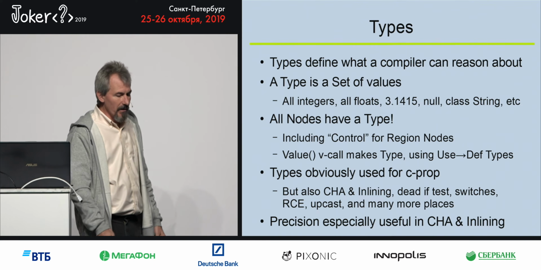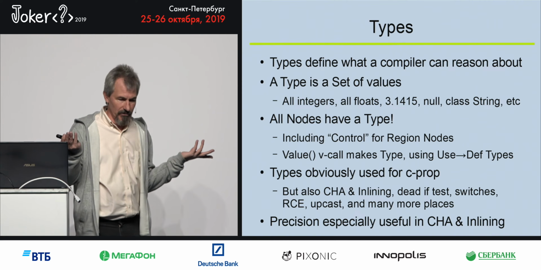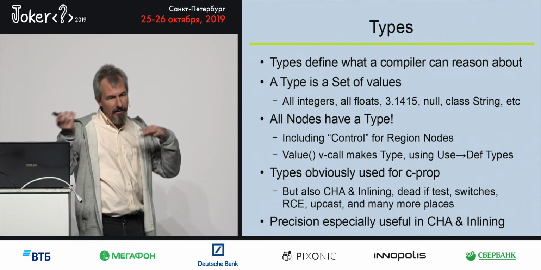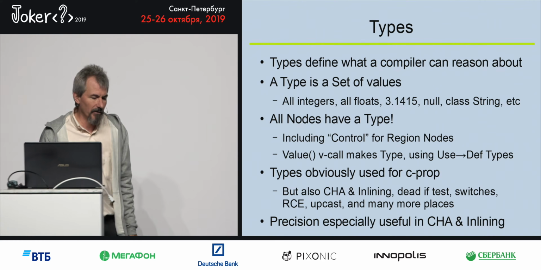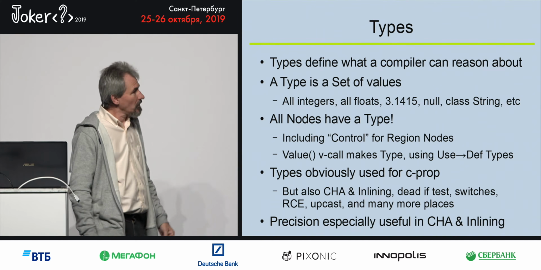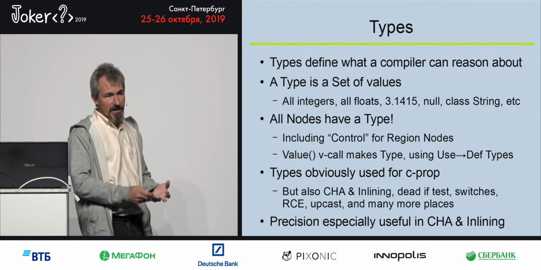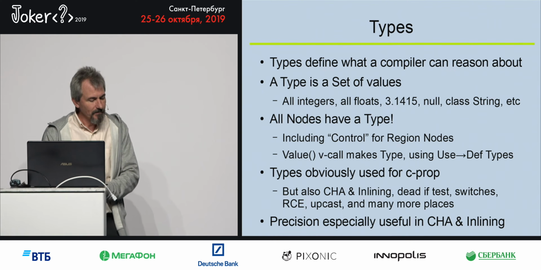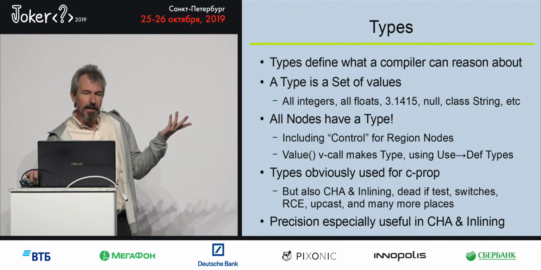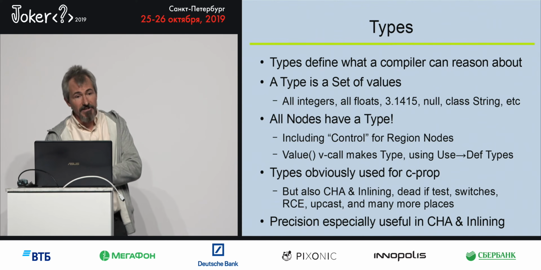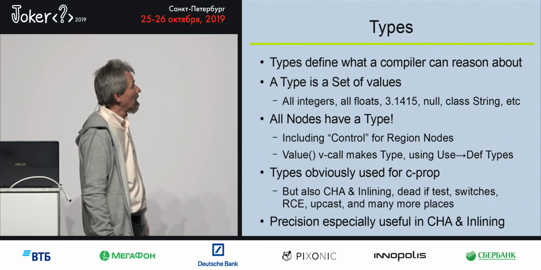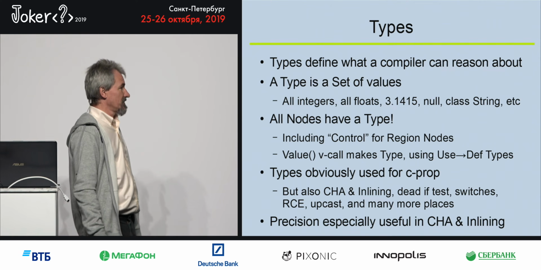They are represented mathematically as a set of values, including all the integers as a set, or all the floats, or pi, or null, or some class, or whatever. Every node has a type, including control as a type for things like regions and the control out of a call and in and out of ifs. Types are obviously used in constant propagation because you might have a constant like 0 on an add, where the constant 0 is a type. But they're also used for class hierarchy analysis. That's CHA.